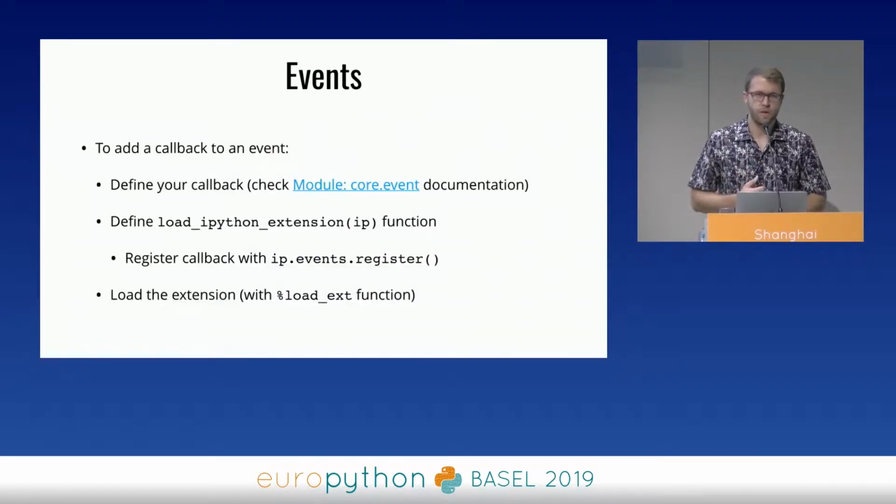In general, to be able to add a callback to an event, you need three things. First, you need to create the callback function. Check out the documentation to see what parameters each callback will get. Then you need to define the load IPython extension function and register the callback inside. Pretty similar to what we did with the magic functions. And finally, as with all the extensions, you need to load it to make it work.